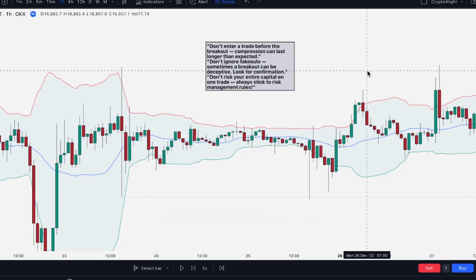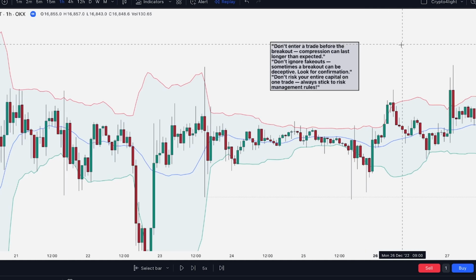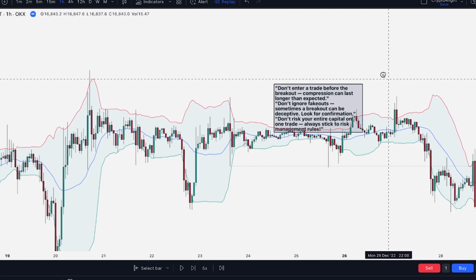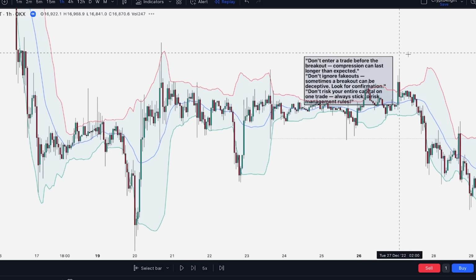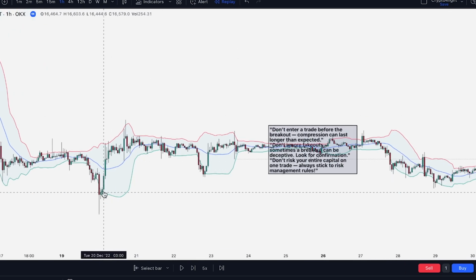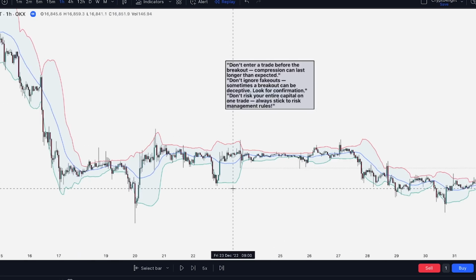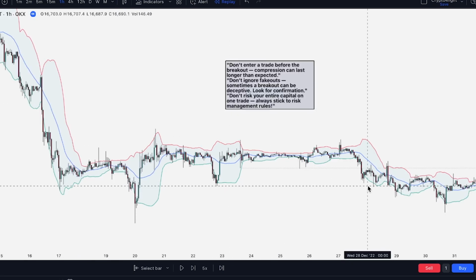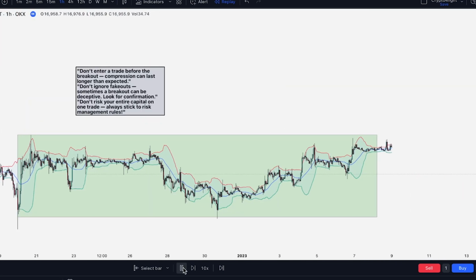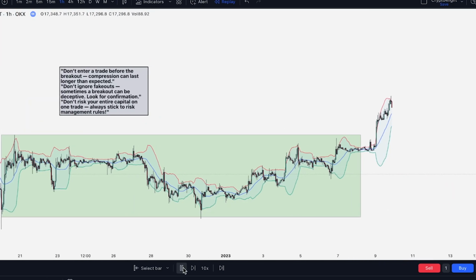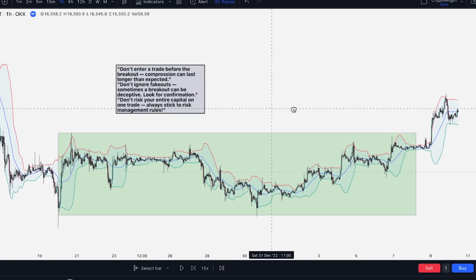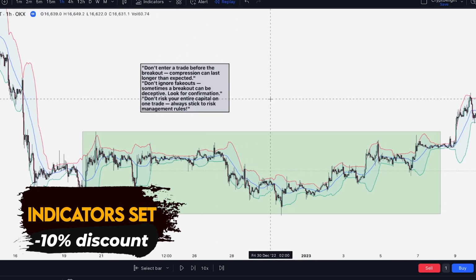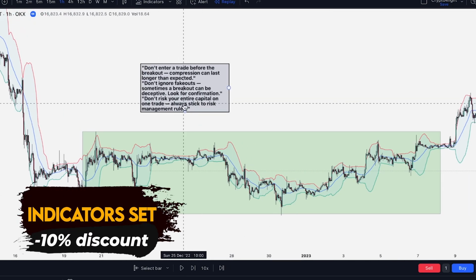Don't enter a trade before the breakout. Compression can last longer than expected. So yes, for example, like here, compression on the 1-hour time frame is good, but if we zoom out, it's just compression on maybe the 4-hour time frame or on a daily time frame. Next tip, don't ignore fake outs. Sometimes the breakout can be deceptive. Look for confirmation. With impulse, we go higher, because everything should be in complex. And of course, don't risk your entire capital on one trade. Always stick to risk management rules.